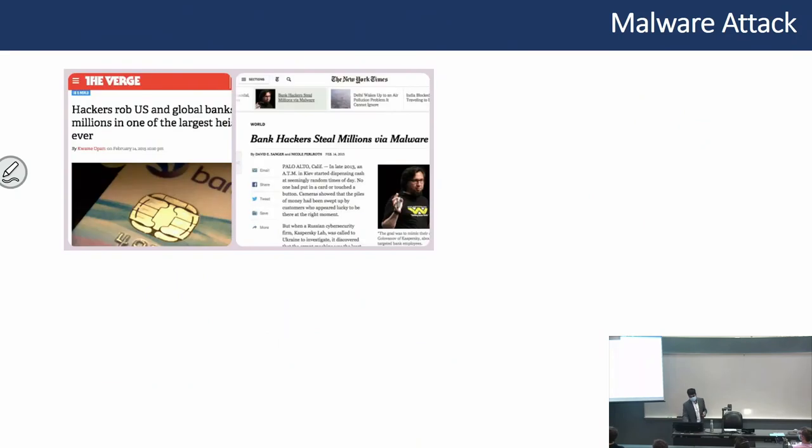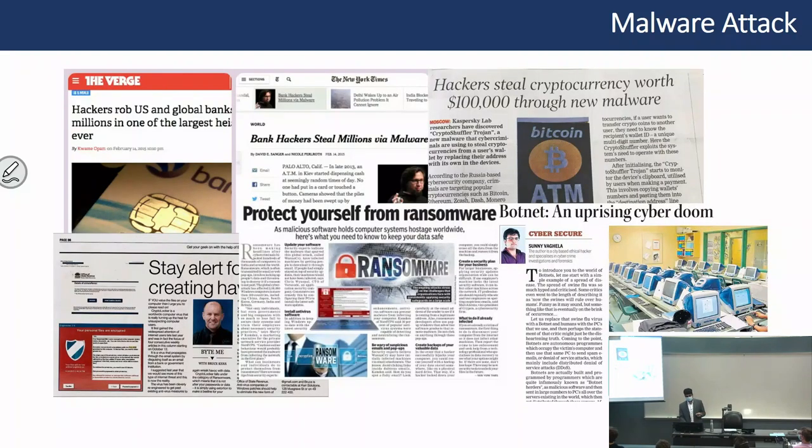So malware, as I was mentioning, malware or malicious software, is there everywhere. There are different kinds of malware. Virus is the most common form of malware that you have heard of. Then there are worms, botnets, rootkits, and ransomware. And they can do a lot of things. They can steal money, they can spy on data, they can infect a lot of devices and so on.